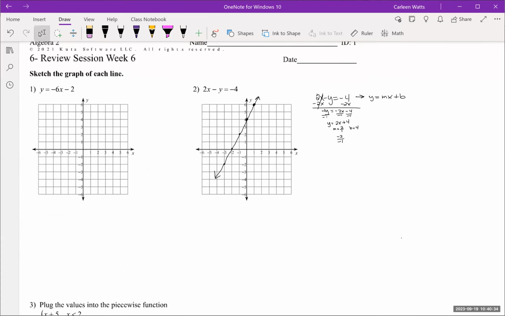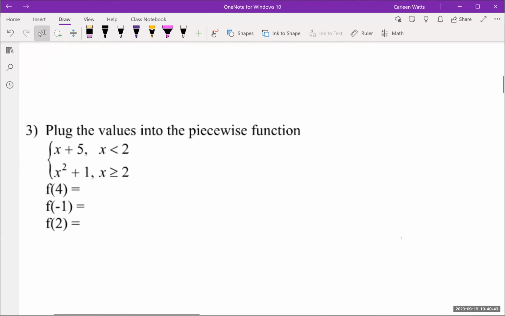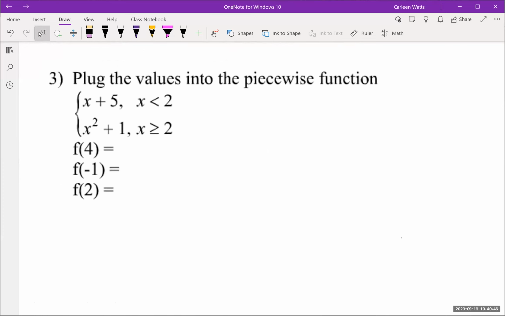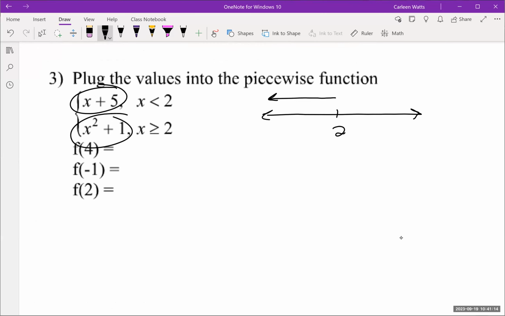All right. So standard form, convert to slope intercept, and get your slope and your y-intercept. Plug the values in to the piecewise function. The dividing point is 2. Now, if I'm looking at numbers to the left of 2, am I going to look at x plus 5 or x squared plus 1?